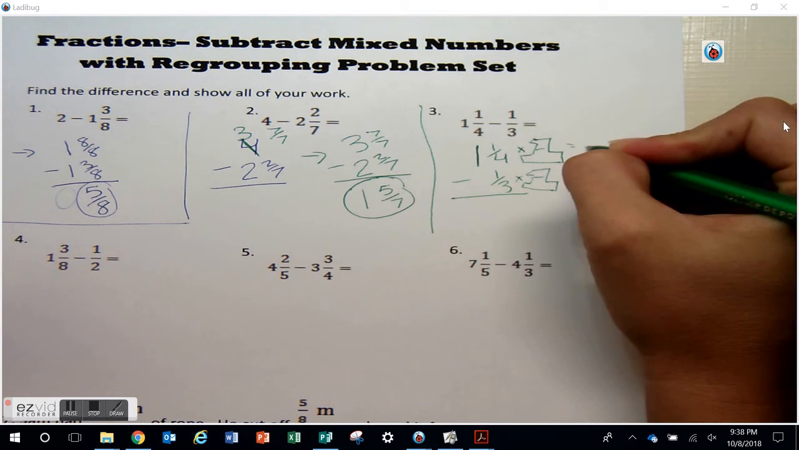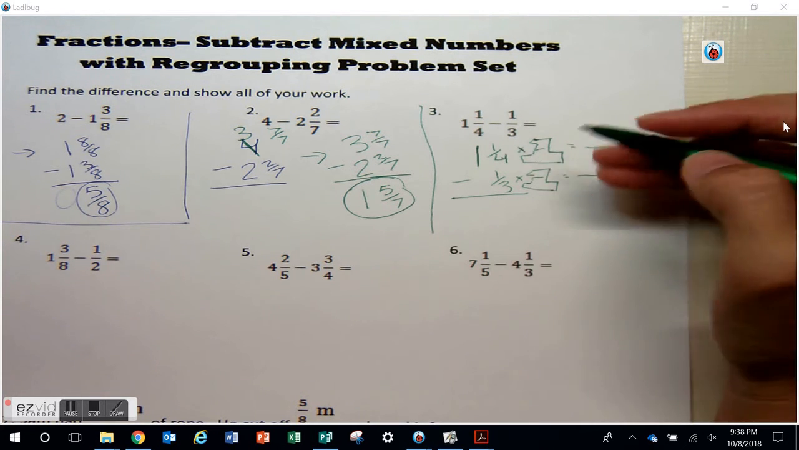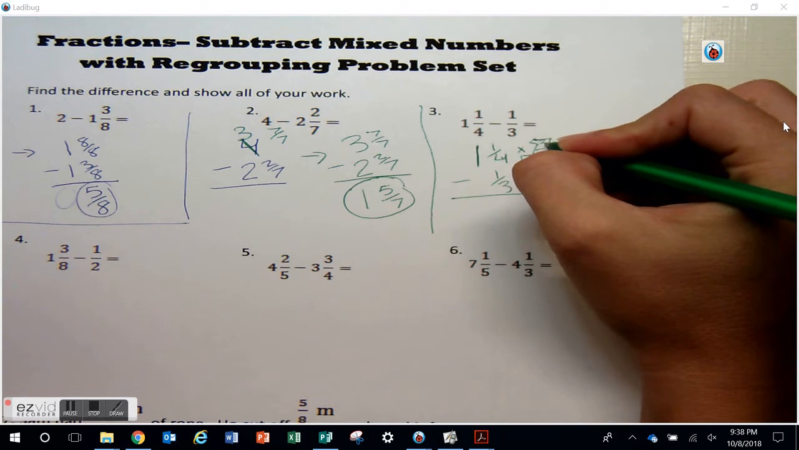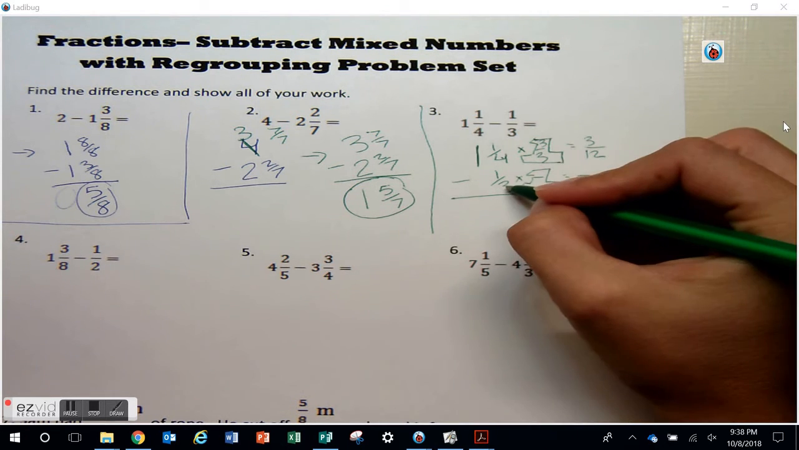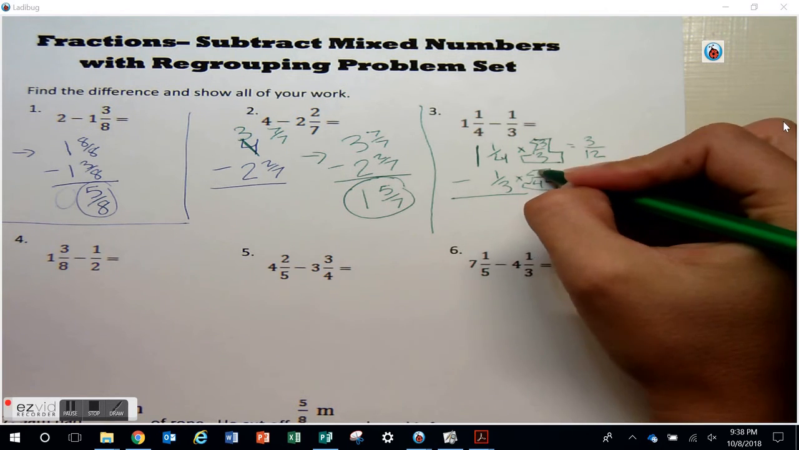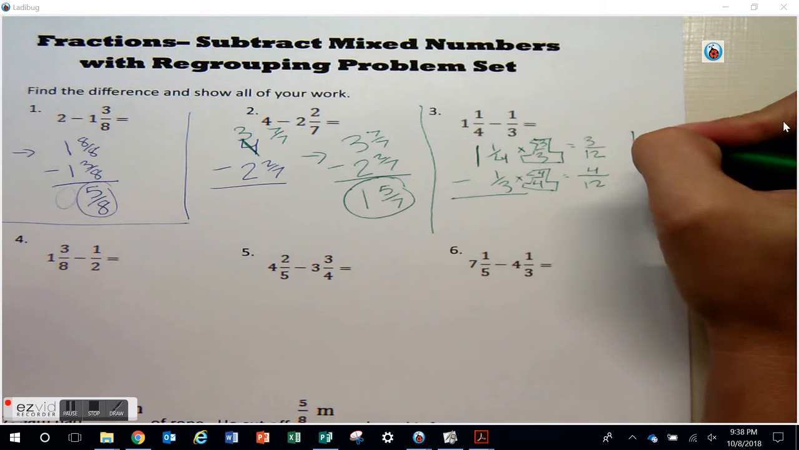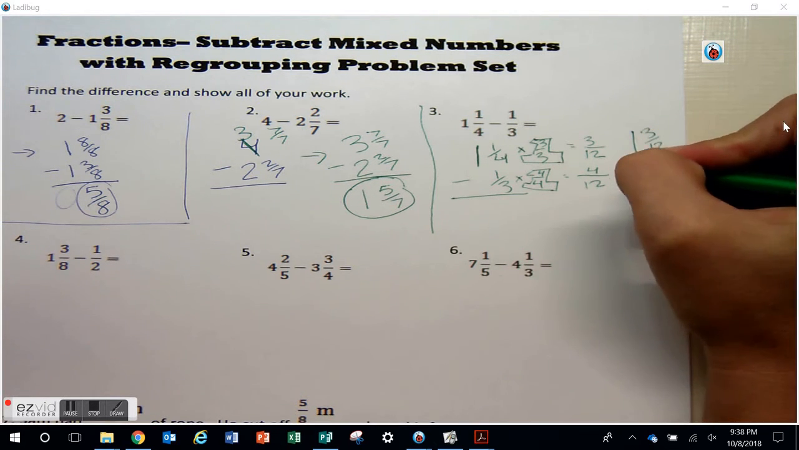Well, I could just multiply 4 times 3 and get 12. 4 times 3 is 12. 1 times 3 is 3. 3 times 4 is 12. 1 times 4 is 4. Let's rewrite this as 1 and 3/12 minus 4/12.